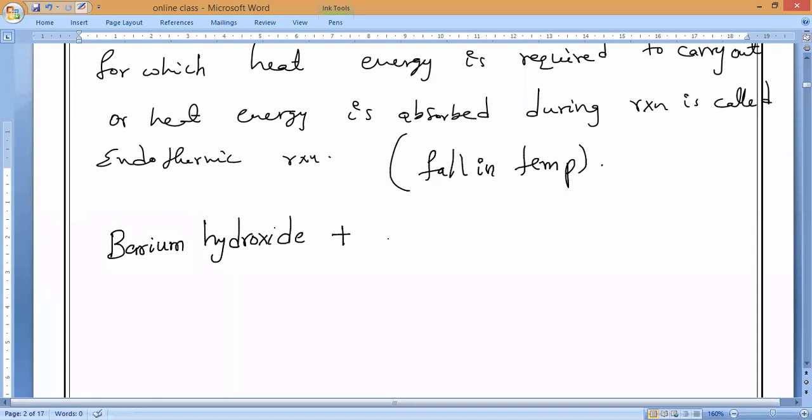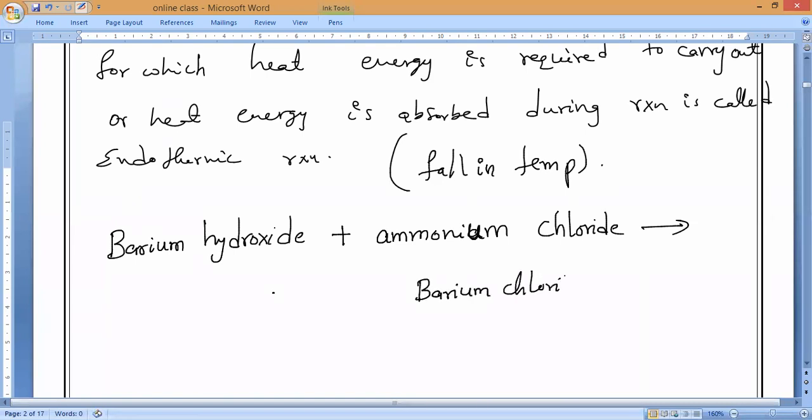Barium hydroxide reacting with ammonium chloride. It is actually a very, very coolant reaction. Please all of you remember, fall in temperature. If you take them in a test tube and mix with a glass rod, they will form barium chloride, they will form ammonium chloride plus what will come, guys?